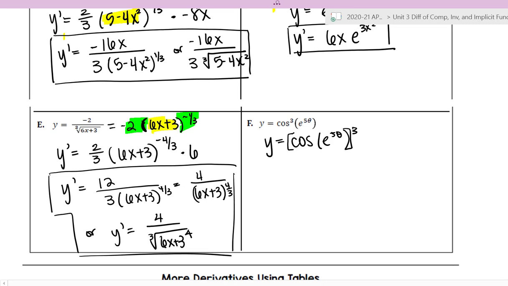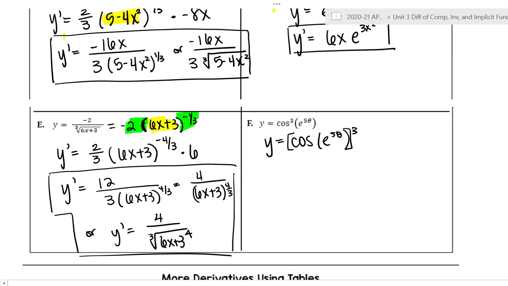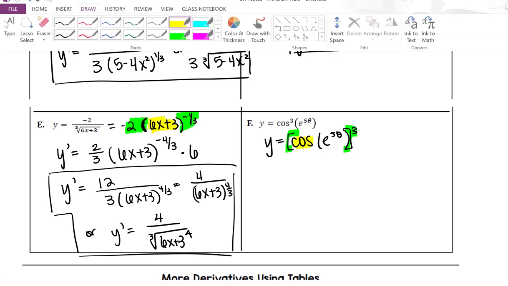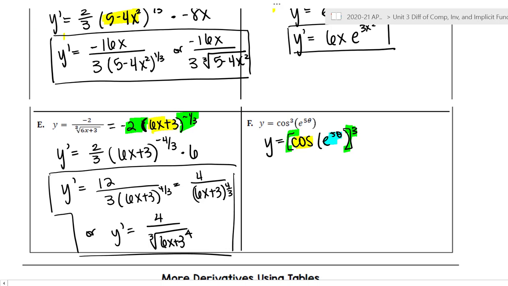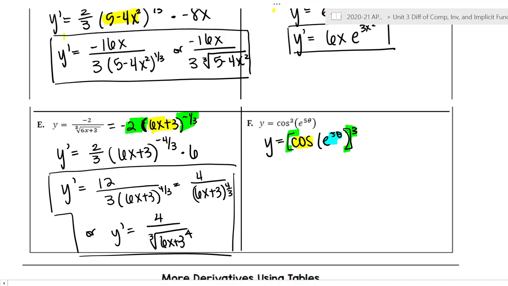So we actually have 3 different functions happening. We have a far outside function, so that's that cube. Then we have one set of stuff, or that cosine, and then we have a second set of stuff, which is that e to the 5 theta. So we're just going to work this out methodically, the same way that we normally would.